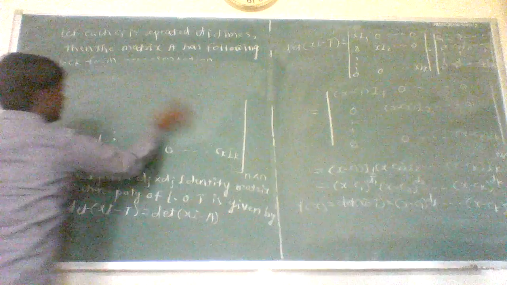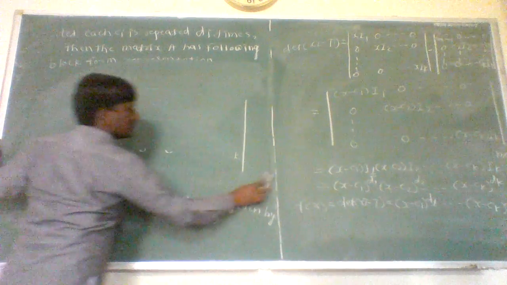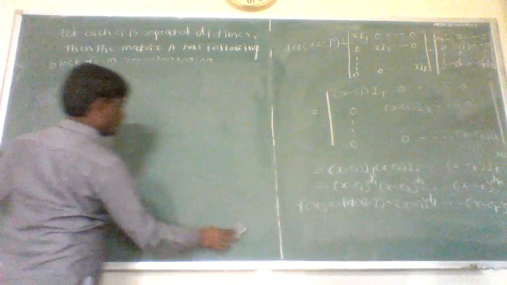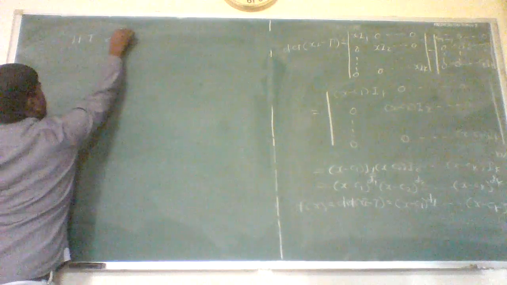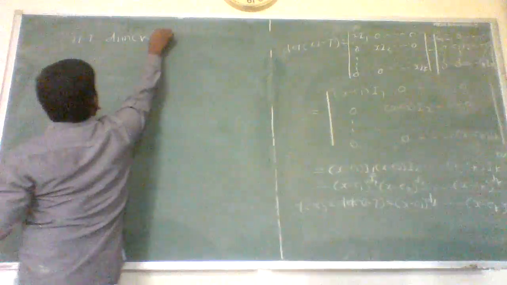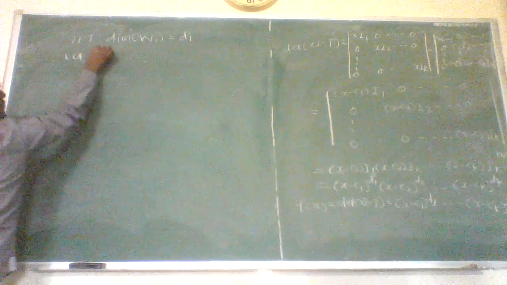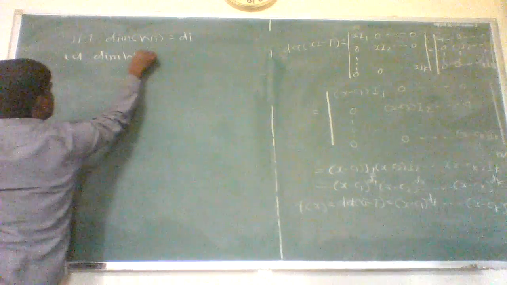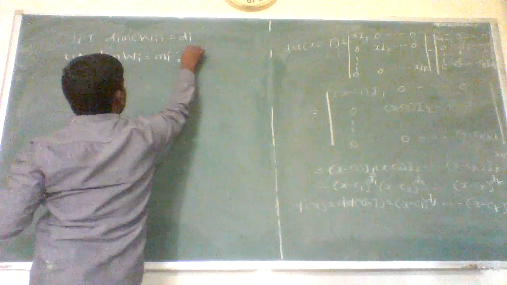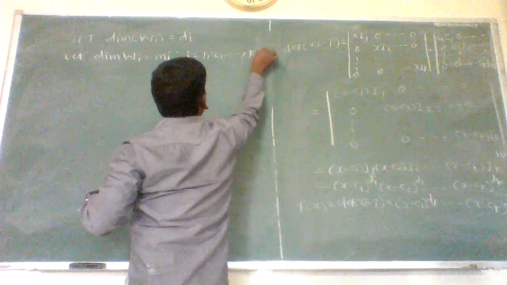Now we have to prove that the dimension of Wi is nothing but di. Then we have proved the second statement from 1. Okay. Now let the dimension of Wi be something, mi, whenever i is running from 1 to k.